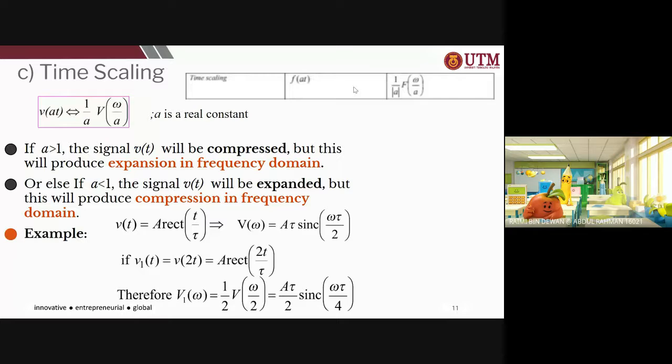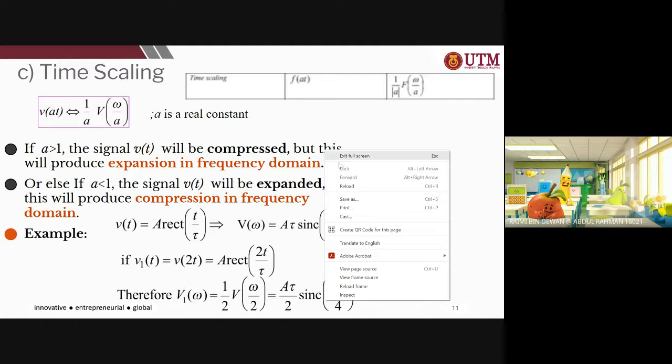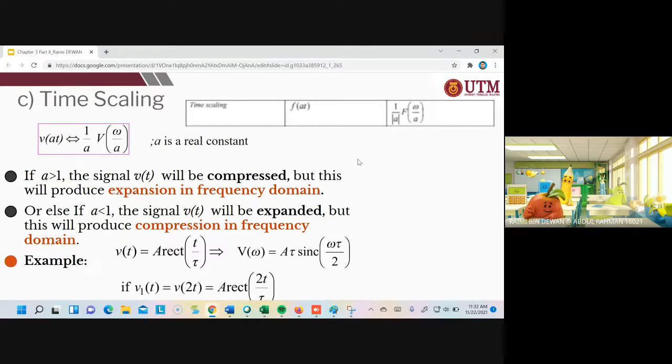Then when we want to change to the frequency domain of the time scaling signal, you're going to have 1 over modulus of a, F of omega divided by a. Whatever omega function you have, you divide omega by a. So if a is greater than 1, the signal will be compressed in time, but it will produce expansion in frequency domain. Otherwise, this one you can read on your own. I just want to show an example first.